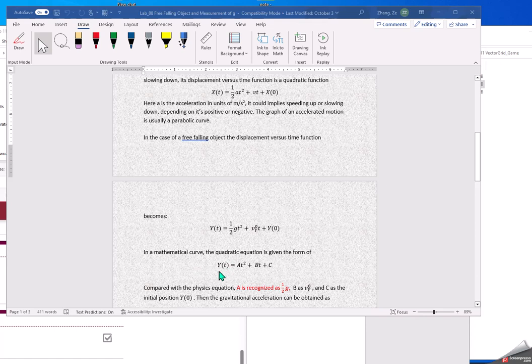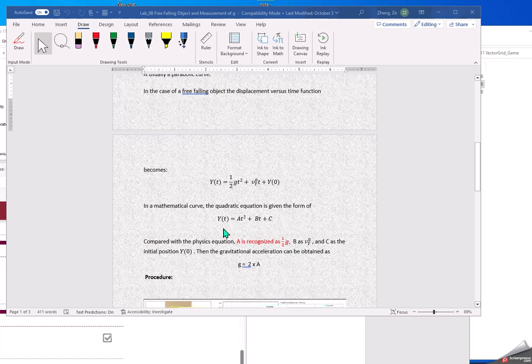But in general, it is like y equals a t squared plus b t plus c. You remember in your algebra class, the quadratic function a x squared plus b x plus c. And here this x is replaced by the t. But a, b, c are still the same.